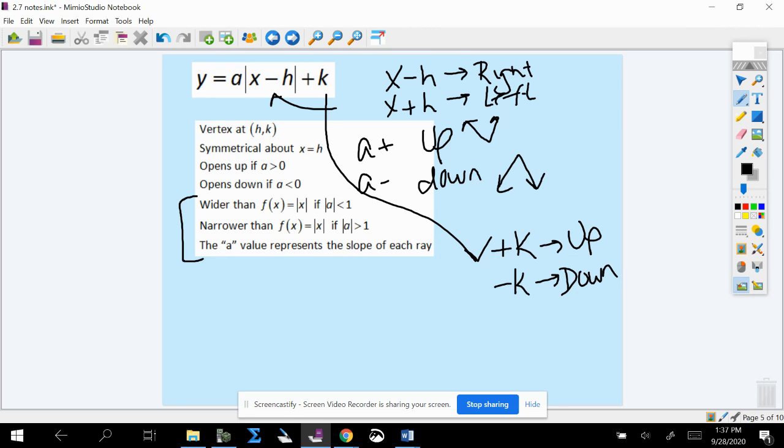If your A value is bigger than 1, like a 2 or a 3, that's going to make it narrower, and we say that it stretches the graph. The A value will always represent the slope of each ray or of each branch. So this is an important part that you want to make sure you put something in your notes to describe the shifting.